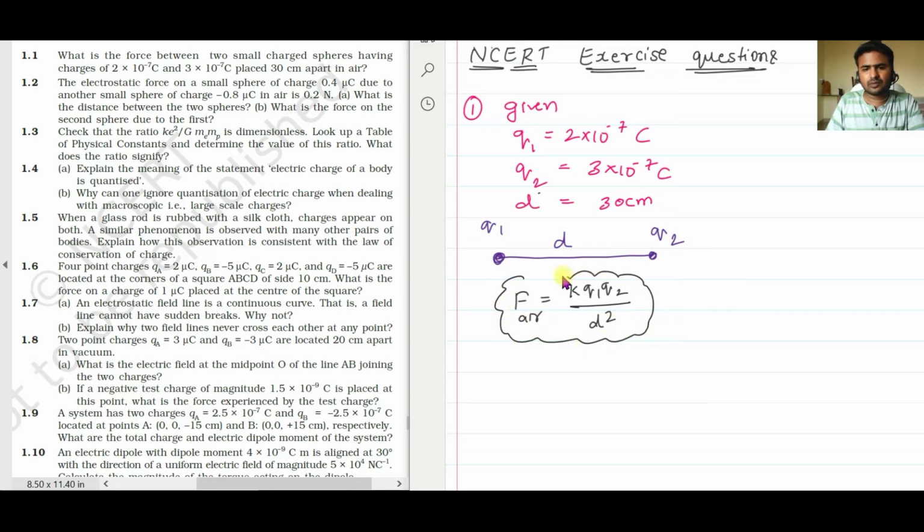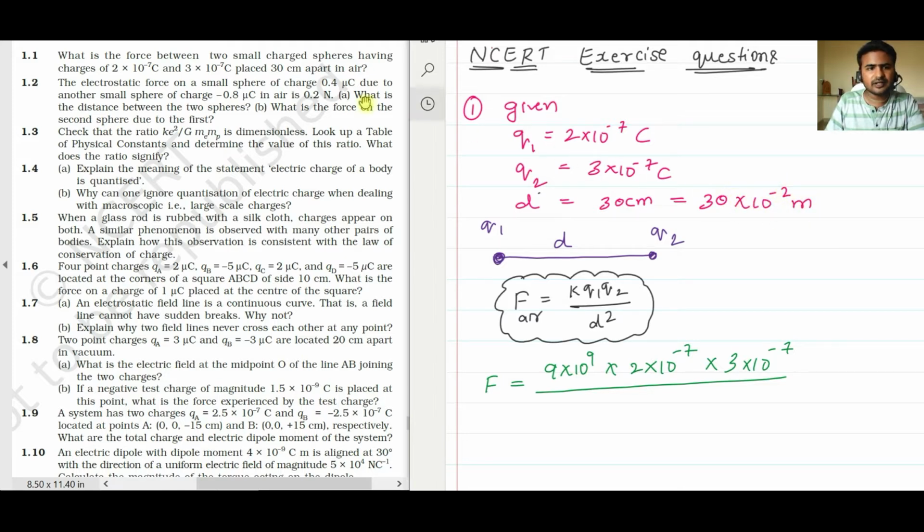Now you just have to make use of this formula. If you substitute the values, the force between these two charges will be k, which is 9 into 10 to the power of 9, and q1 q2, which is 2 into 10 to the power of minus 7 multiplied by 3 into 10 to the power of minus 7, whole divided by d square. Now you should be very careful here. The distance is given in centimeters, so please convert that into meter. That will be 30 into 10 to the power of minus 2 meters. Substituting d back in this equation, you get 30 into 10 to the power of minus 2, the whole square.